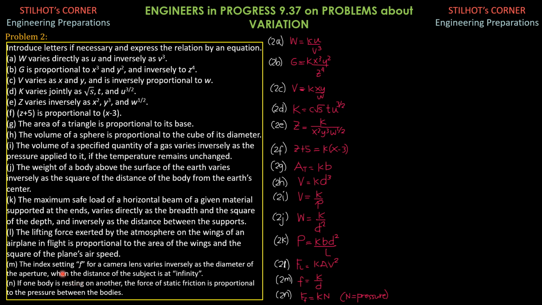Then the index setting F for a camera lens varies inversely as the diameter of the aperture when the distance of the subject is at infinity. So that's the condition, but it is interpreted simply as F equals constant of proportionality divided by the diameter d. Then finally, if one body is resting on another, the force of static friction is proportional to the pressure between the bodies. So that pressure is denoted by N, the normal contact reaction between two bodies. So force of friction equals constant times the pressure or the normal contact between two bodies. So that's it for this video.